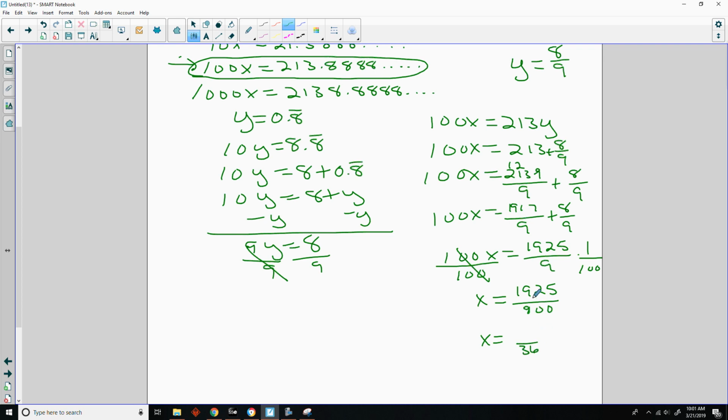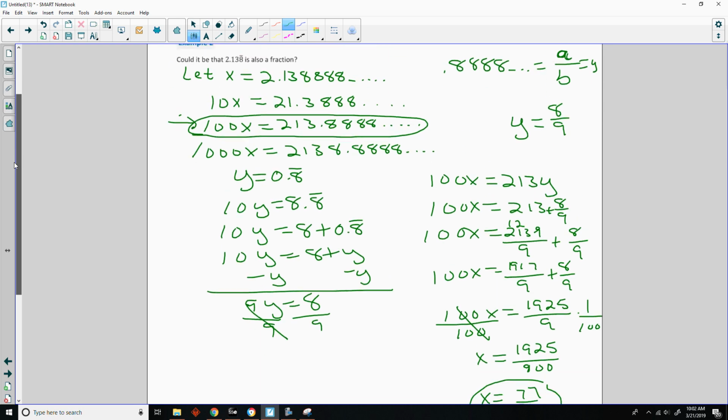And 1,925 divided by 25 is, 25 will go into 192 7 times. And 75, that's a 7 as well. Sorry for that distraction there. So it reduces to 77 over 36. If I put that in my calculator, I should get 2.138.